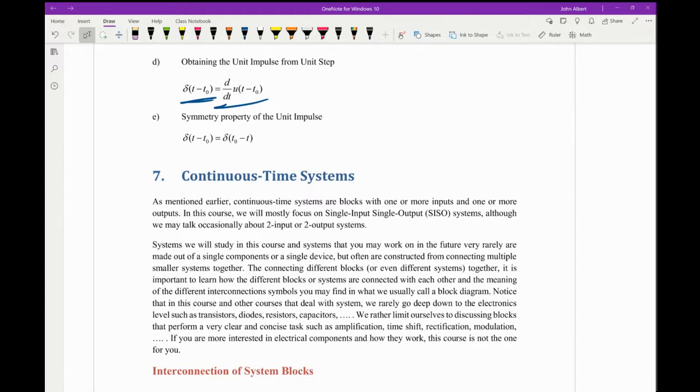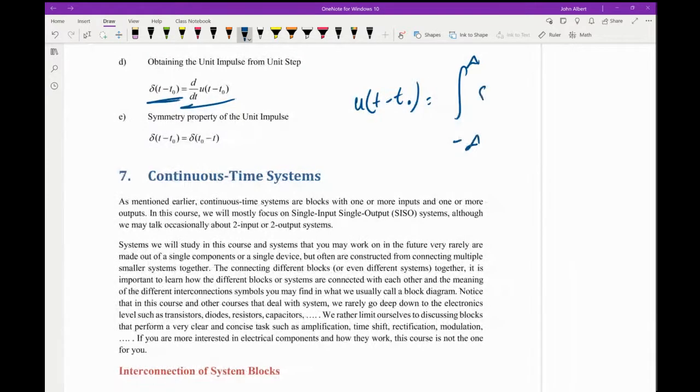Integration. By integration, exactly. And this is how you write the integration. U of t minus t0 is always equal to the integration, not from minus infinity to infinity. And this is what you would probably think of, delta of t minus t0 dt. Most of you will probably think this, but that's not true. If you integrate the unit impulse function from minus infinity to infinity, what did we say you'll get?